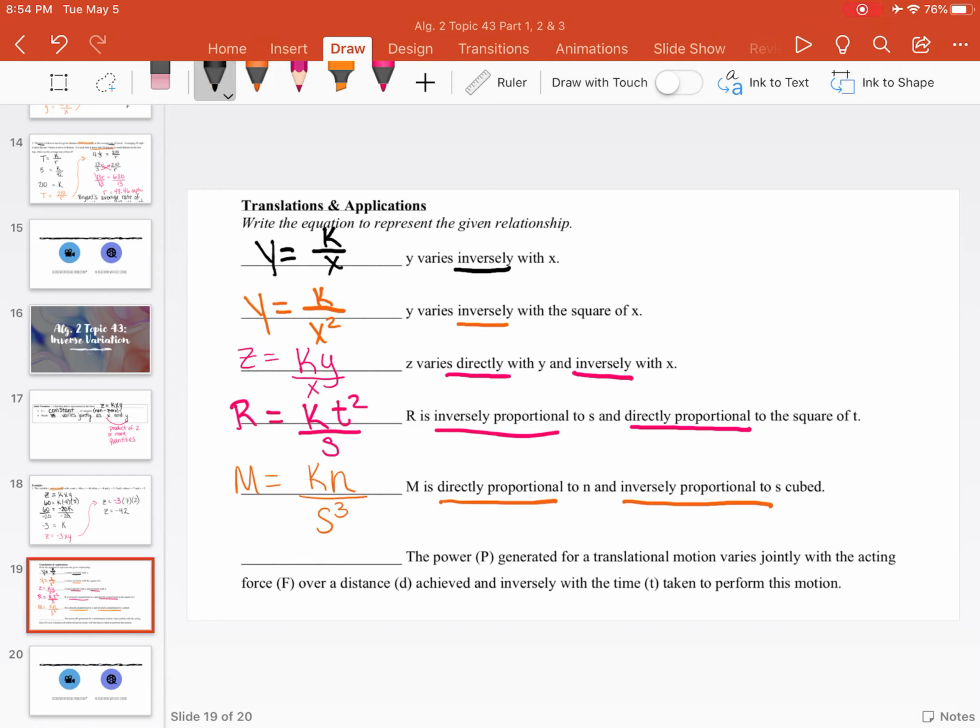Last but not least, the power P generated for a translational machine varies jointly with the acting force over a distance achieved and inversely with the time. So this is pretty wordy, but let's just break it down. The power varies jointly, so remember a constant variation, with the force over a distance. Remember, this is the product of two or more quantities. But it's inversely proportional to the time, so it's divided by t.